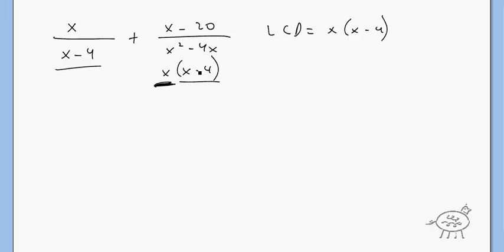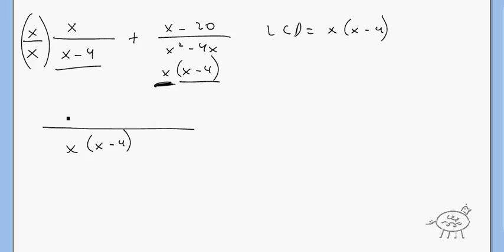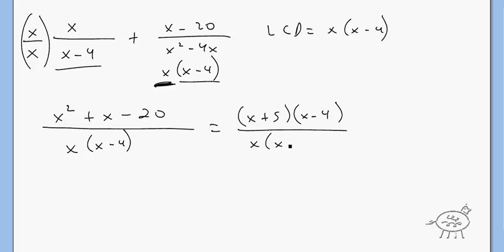So this one's already good. I need to multiply this one by x over x to get that to be x times x minus 4. So on the bottom I get x times x minus 4. On top I get x squared plus x minus 20. Okay. Next step, factor the top. That gives me x plus 5, x minus 4 over x times x minus 4.